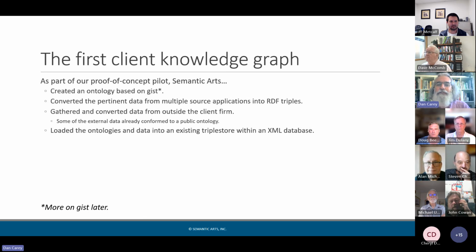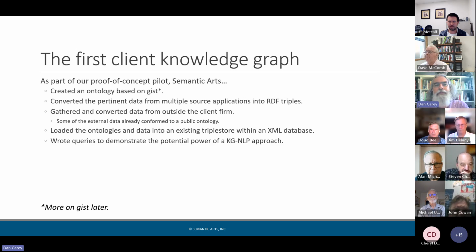And we loaded all of that stuff into, they already had an XML database in place, and so there was a triple store function within that. So we just brought all of that in. We wrote some queries to demonstrate the practicality of this approach using ontology and triples. And we did all of that in less than 4 months. So the client was impressed. They were very, very pleased. The readout meeting for that still is one of my fondest memories of my entire working career.